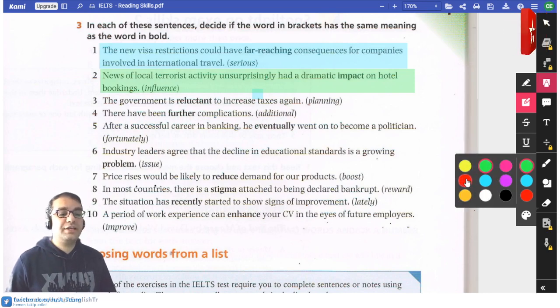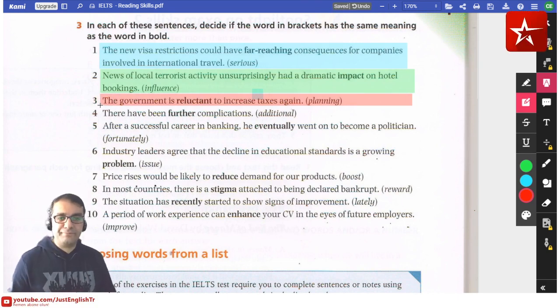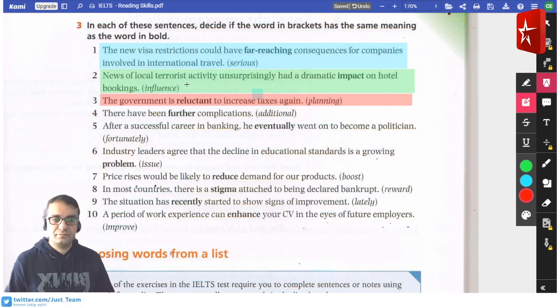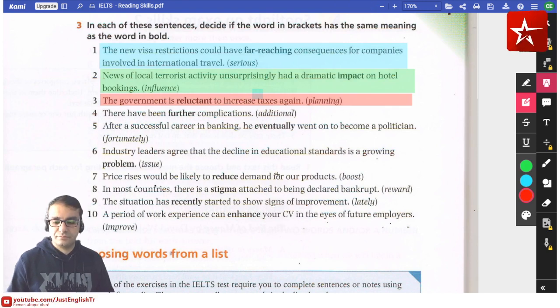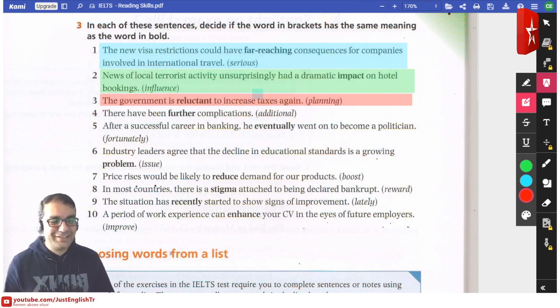Now, let's go for number three. Number three, what is that? The same meaning or different meaning? Three, of course, no. That's correct. Okay, good.